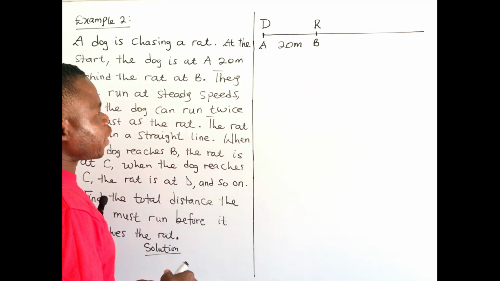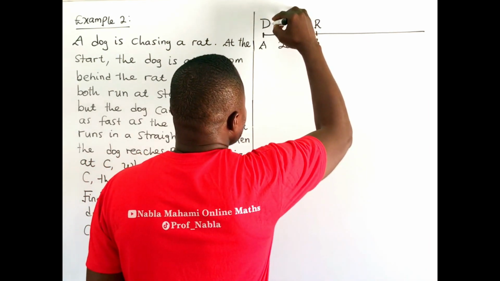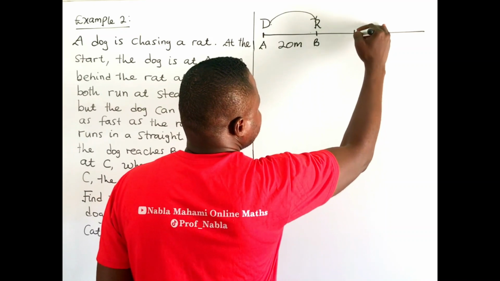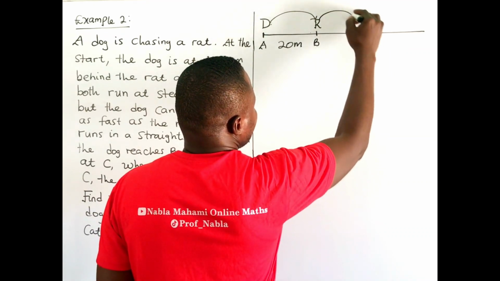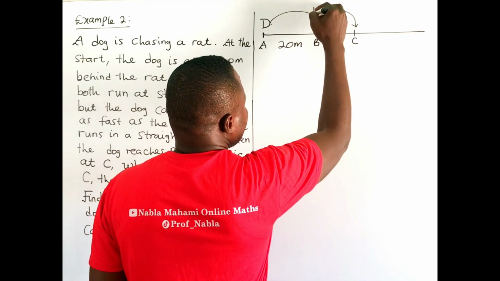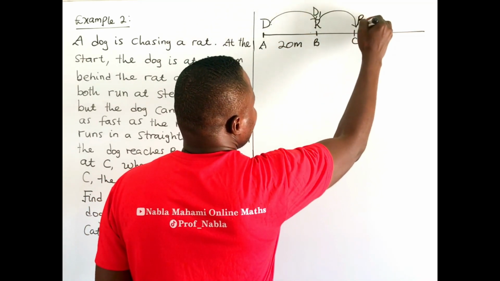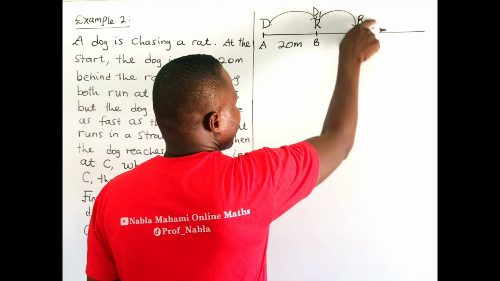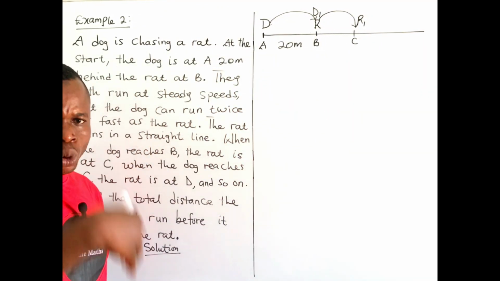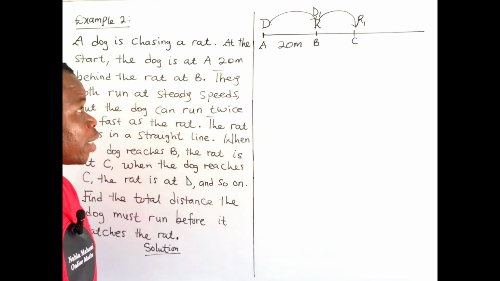So after this, when the dog reaches B, you see that the rat will be at C. So the rat will also come here. So let me label here D, here R, then here will be D1, here will be R1, because the dog will not be here, then the rat will also be here. But the question is telling us that the dog can run twice as fast as the rat.